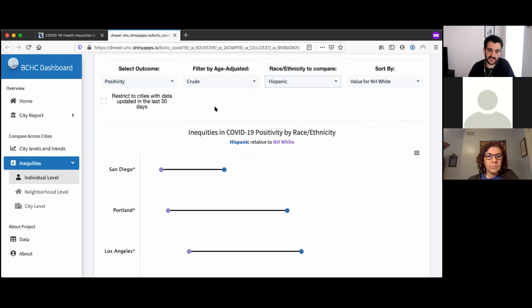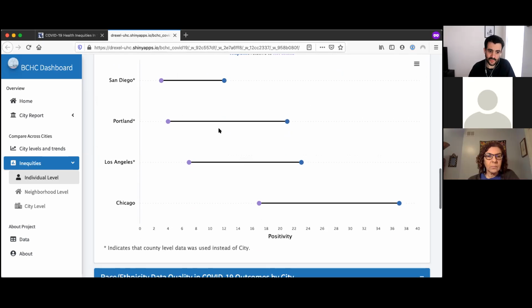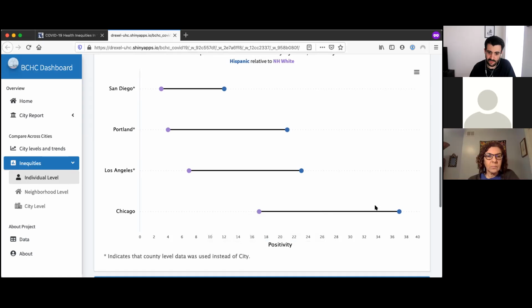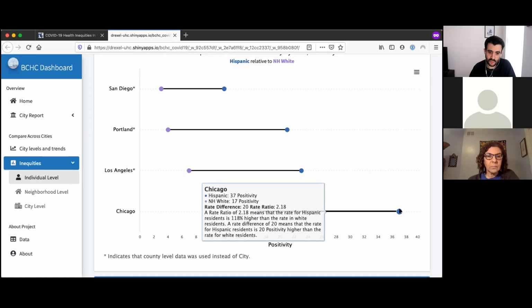whites and Hispanics. And what we can see here, first of all, is that there are only 4 cities that are reporting this type of data that are in our dashboard. In this case, San Diego, Portland, Los Angeles, and Chicago. And what we see here is huge disparities. So for example, if we are to look at Chicago down here, and we highlight the tooltip, we can see that the positivity is 37% in the case of Hispanics and 17% cumulatively through now in the case of non-Hispanic whites. We see that there is a rate difference of 20 and a rate ratio of 1.18.